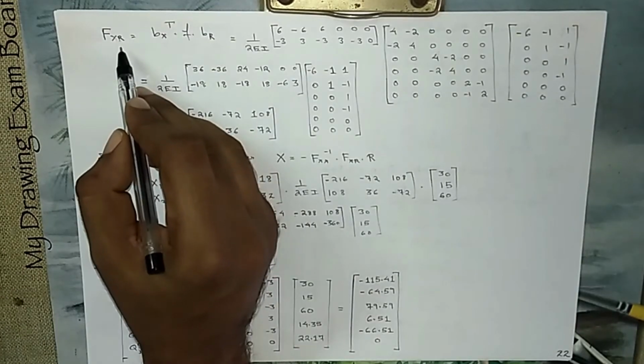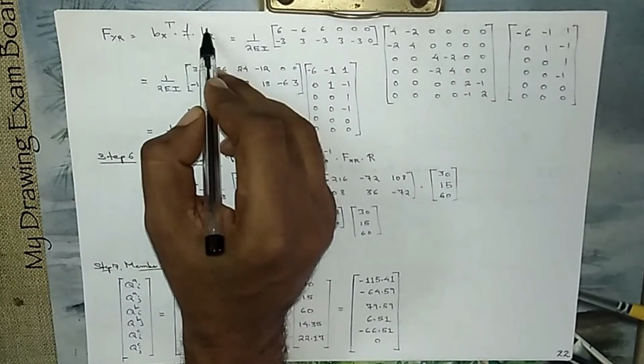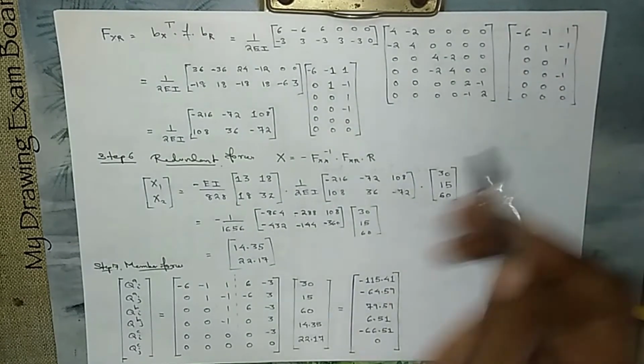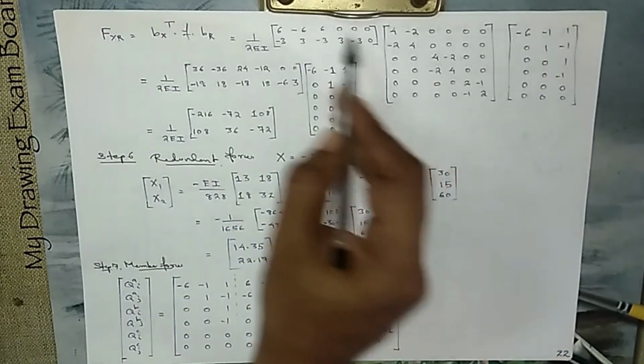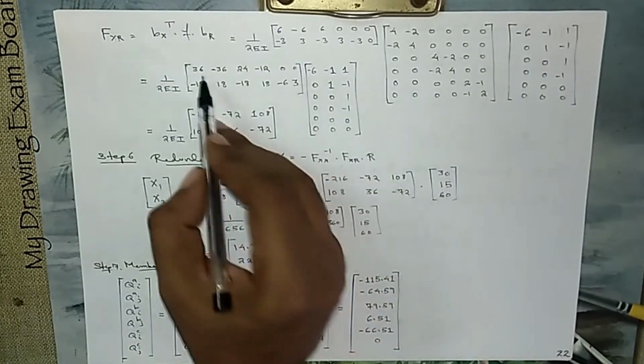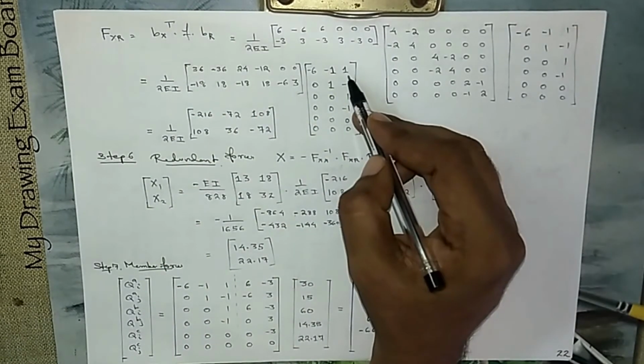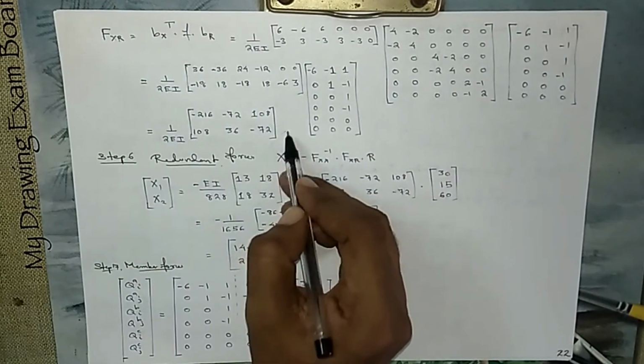You have to find FXR also. The same formulas, only the BR value is changing. Okay, BR value is only changing. So this multiplication value you already got in Fxx. I am writing it right here. Then I am multiplying it with BR. So I will get FXR.